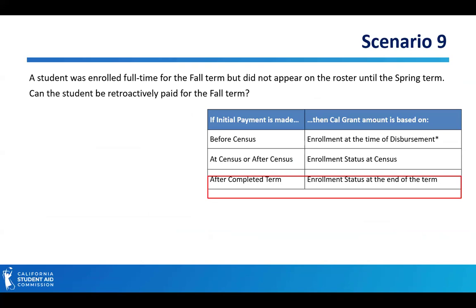Number 9, a student was enrolled full time for the fall term, but did not show up on our roster until spring. Can we pay them for the fall term? And if we can, what do we look at: census, or what the unit count was at the end of the term?